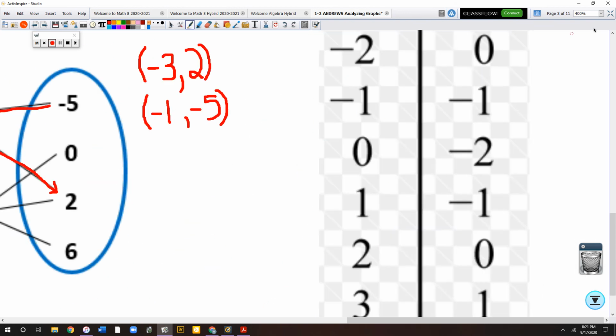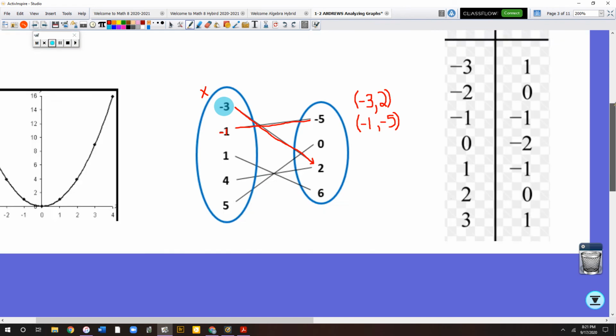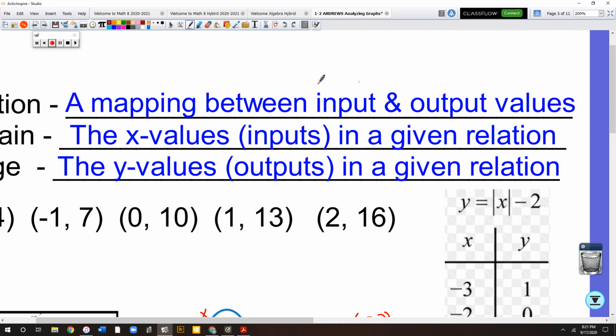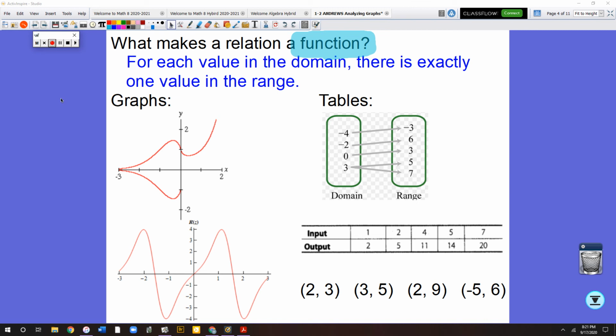And an input-output table is also a relation. So what makes a relation a function? Okay, so a relation is a function depending on, officially, the official thing is for each value in the domain, there is exactly one value in the range.